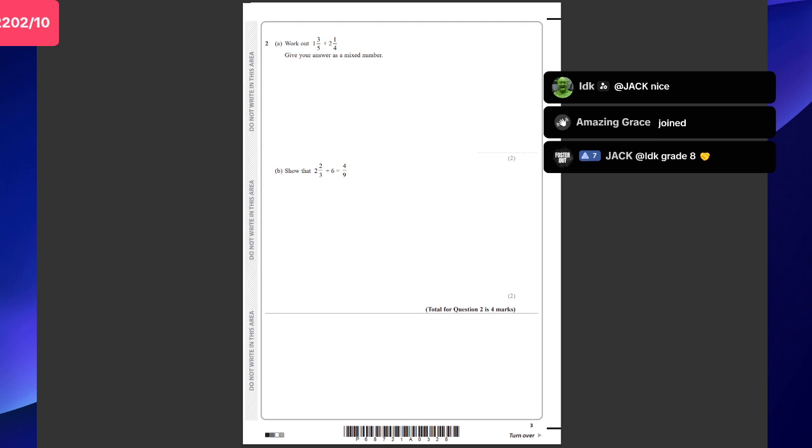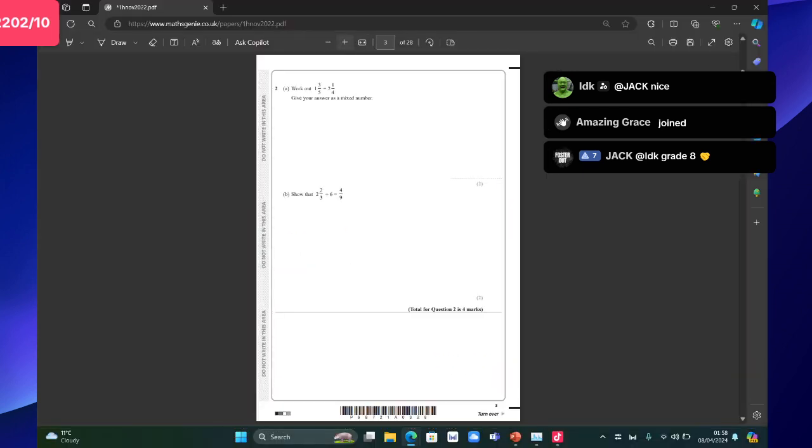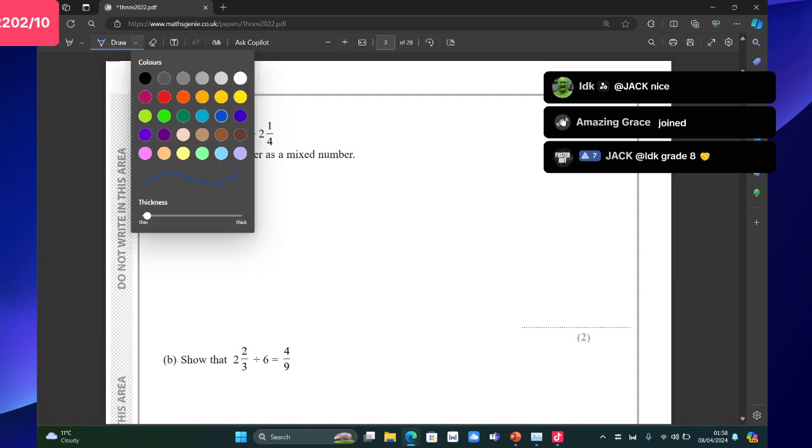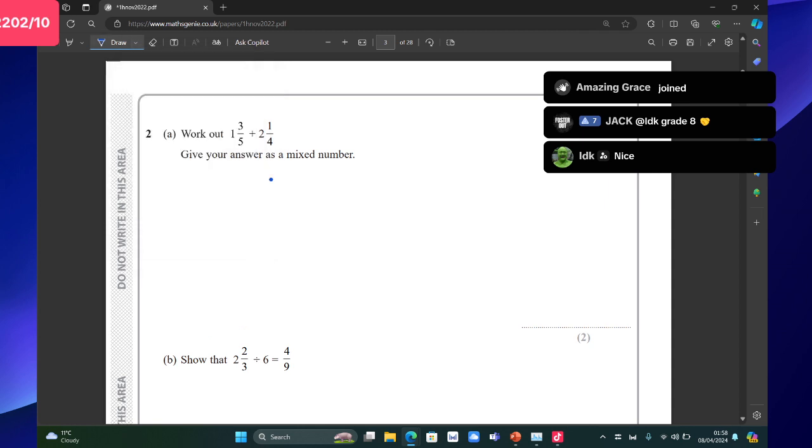Okay, so adding fractions. Let's do this question here together. 1 3/5 as a top heavy fraction, or an improper fraction: 1 whole is equal to 5/5 plus 3/5 is going to be 8/5, plus 2 1/4 will be 9/4 because 2 whole is equal to 8/4.